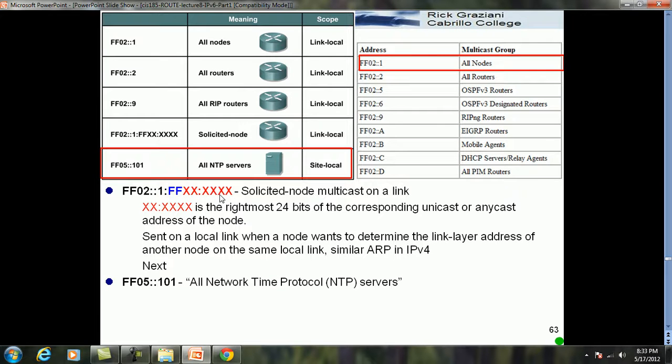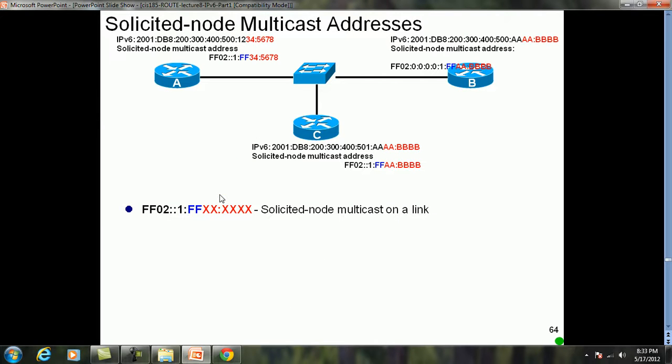Next, FF05:101, all Network Time Protocol, NTP servers. NTP we keep for time management. Site local scope again, and administratively assigned. So now, the solicited node multicast address.